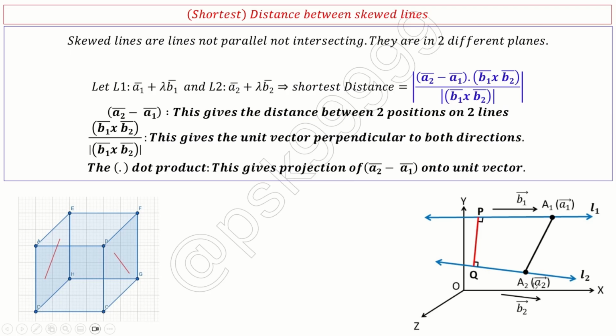Now A2 minus A1 is nothing but this line. Now if I take the projection of this line onto this unit vector, I get the shortest distance, which is PQ. Correct? That's what I'm doing here. I'm taking the distance between two points, the projection of this one onto the unit vector, which is in the direction of PQ, the shortest distance. Okay, so this is how you will calculate the distance between skewed lines.